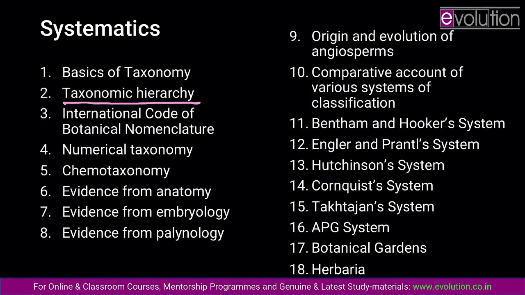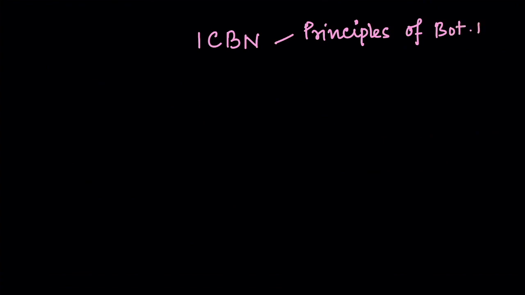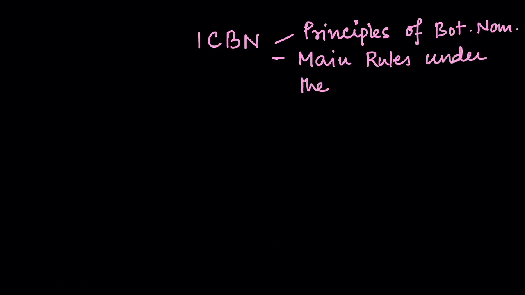Next topic is International Code for Botanical Nomenclature. In International Code for Botanical Nomenclature, ICBN, principles of botanical nomenclature, that's the first thing you should do. Second, main rules under the latest code, that's what we have to do.